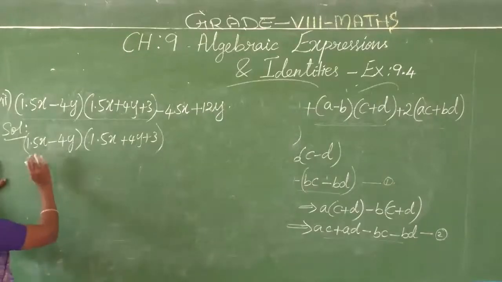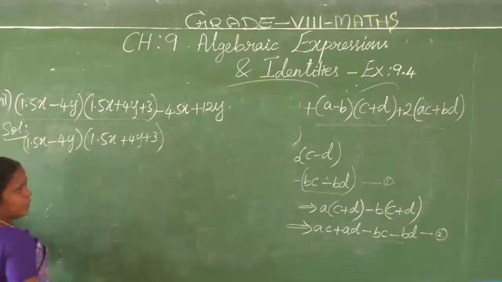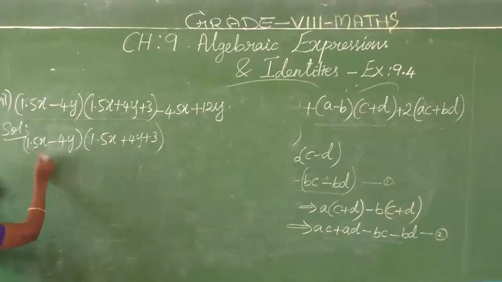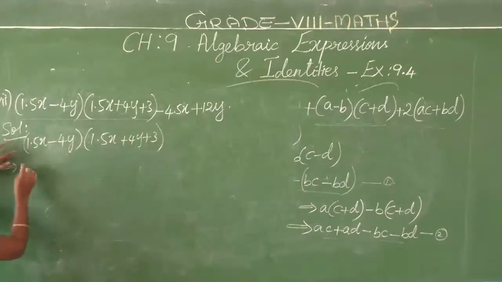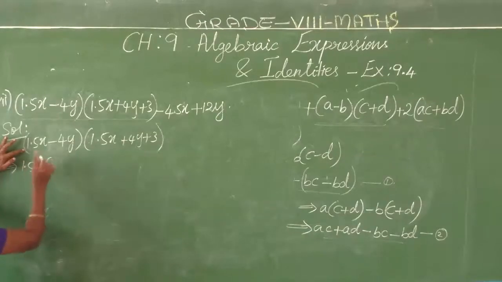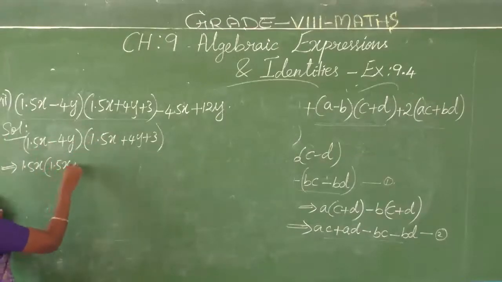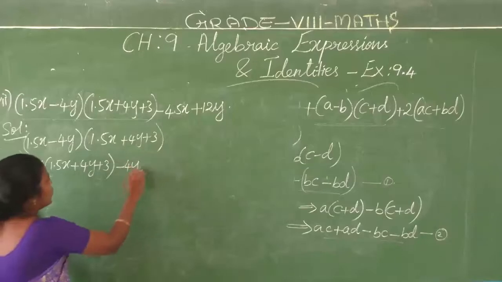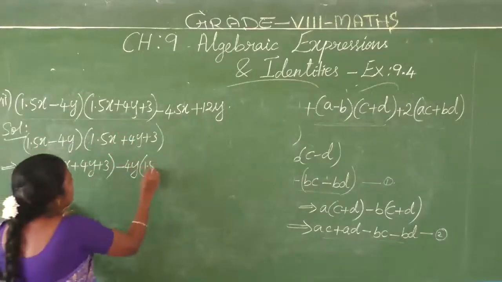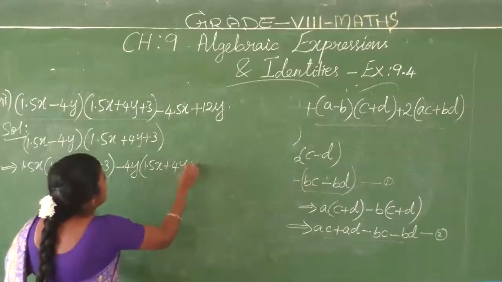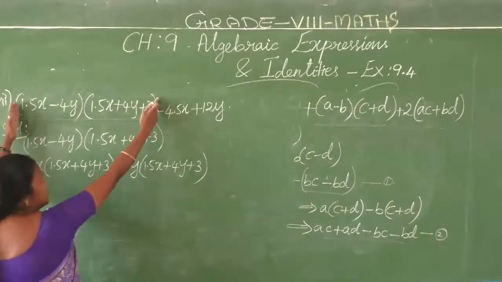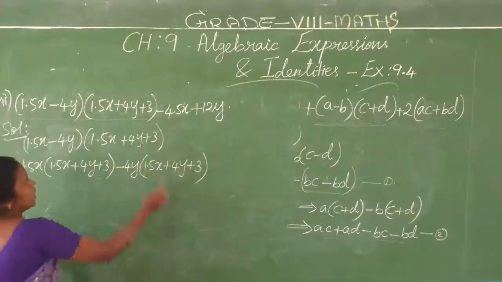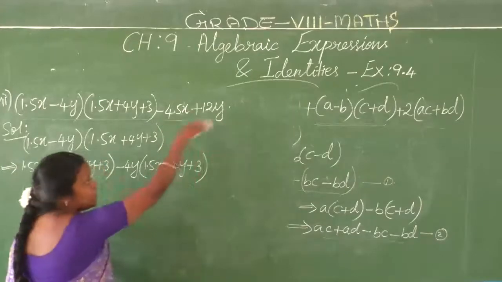Okay, now we are going to multiply the binomial by a trinomial. So part by part. First take the first part and multiply the whole. Then take the second part and multiply the whole. At the time what comes? 1.5x into the whole, 1.5x plus 4y plus 3. Likewise, minus 4y into the whole, 1.5x plus 4y plus 3. See children, I took the first part only, multiplication work only. I didn't touch these parts. I am going to add this at last.